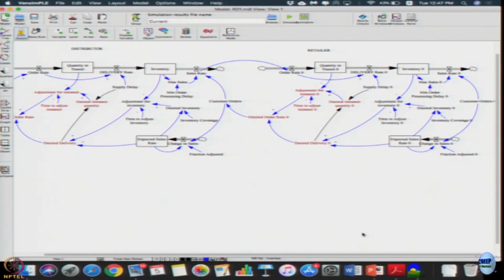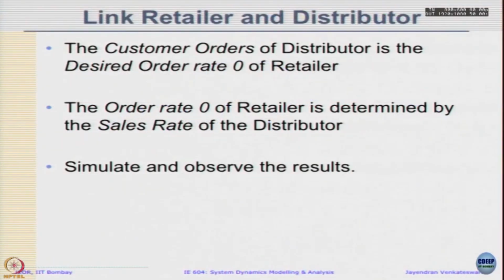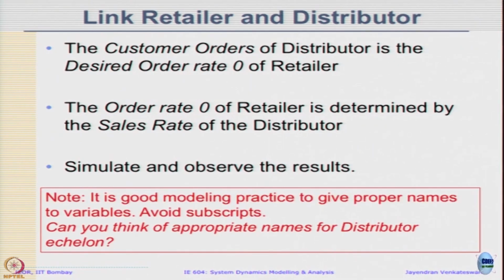Any questions on this? So yeah, the only links we did were these two: customer order rate of distributor is the desired order rate 0 of retailer, order rate 0 of retailer determined by sales rate of distributor, and we just simulated and observed. It is a good modeling practice to give proper variable names and avoid all these subscripts. I just illustrated that the model can be copied and you can do it. So you can think of appropriate names for the distributor echelon, and we call it shipment rates instead of sales rate, and call it supplier delay or something else.